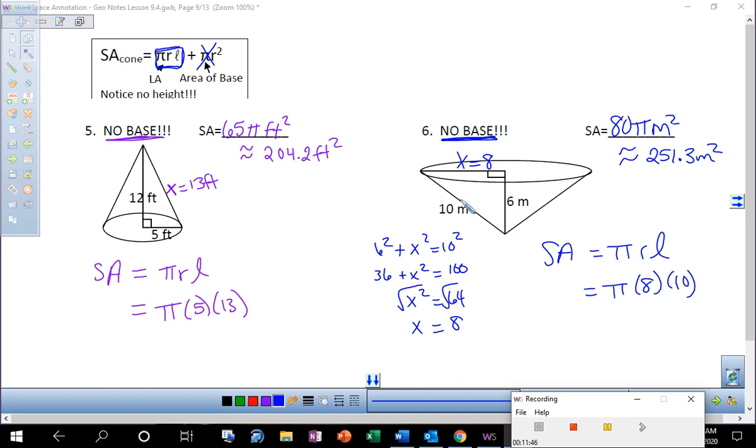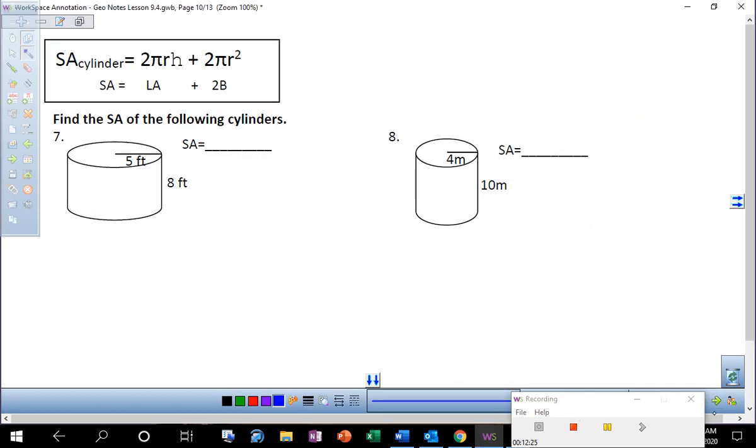Okay, so now we are going to switch gears and look at a few problems involving cylinders. Okay, so for the cylinder equation, instead of that slant height, that cursive L, now we have the H.